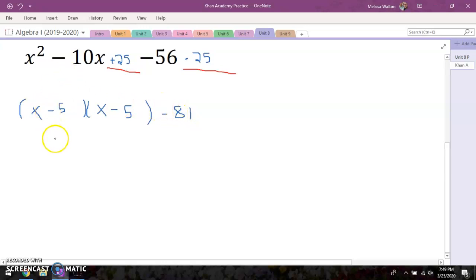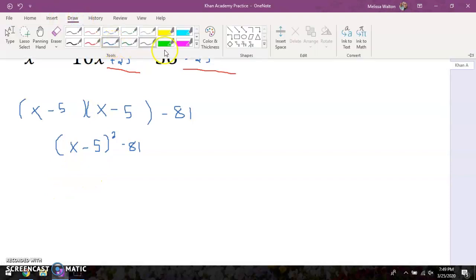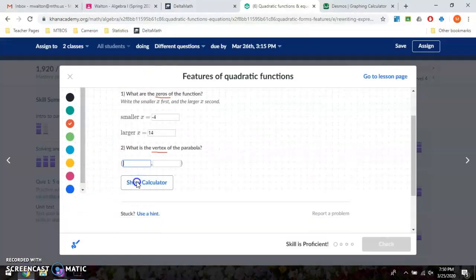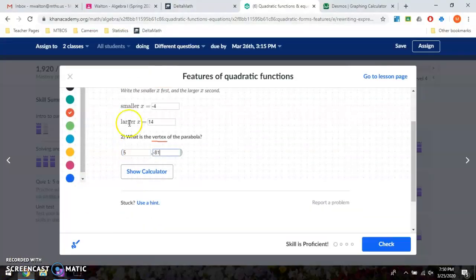And then finally, in vertex form, pardon my handwriting, I have x minus 5 squared minus 81. Now looking at this, this is vertex form, but that is not our vertex yet. Remember, in order to get our actual vertex, we need to figure out how far left and right, how far up and down. This one went to the right by 5, so I'm going to put a 5 here, and it went down by 81. So I have 5, negative 81.